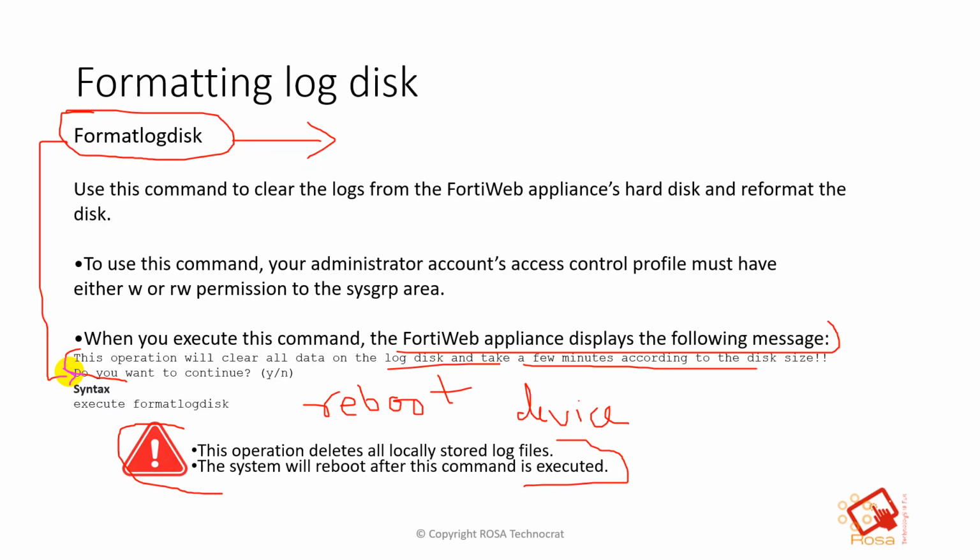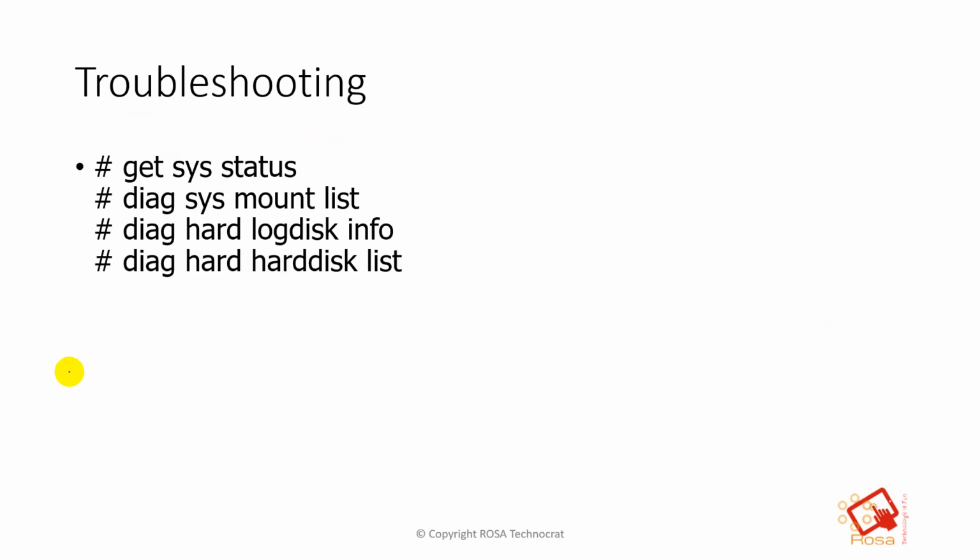What are the different commands or troubleshooting steps that we can use to check the status of the log disk? Like get system status, which tells you about the firmware version, the hardware model, and whether your log disk is available or not. Then we have diag sys mount list. This will tell you the different mounting partitions that exist on FortiWeb. This gives you information about the hard disk, like the model and other information, and it lists if there are multiple hard disks available.